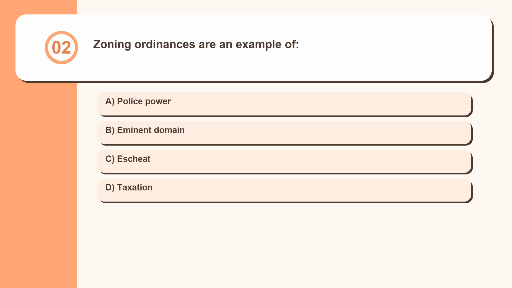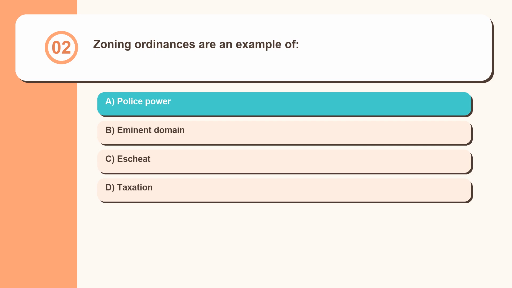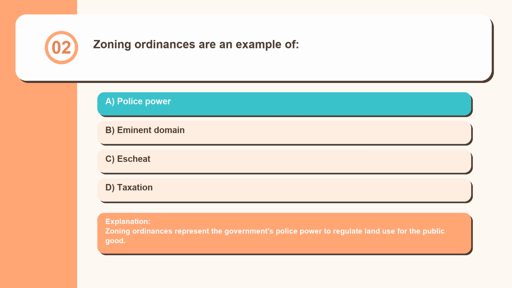Question 2. Zoning ordinances are an example of: police power, eminent domain, escheat, taxation. Zoning ordinances represent the government's police power to regulate land use for the public good.